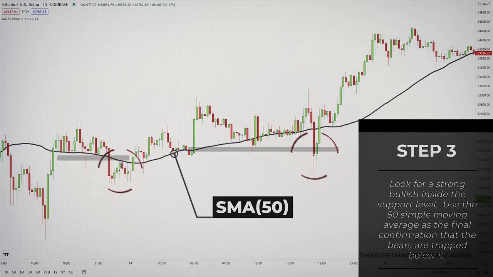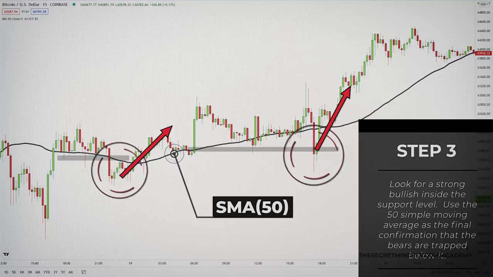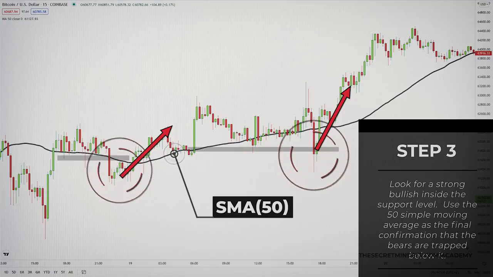inside the support level. You will use the 50 simple moving average as the final confirmation that the bears are trapped and long trades are on the cards. So in short, you wait for the price to close above the 50 simple moving average after a clear breakout to the downside in an uptrend.